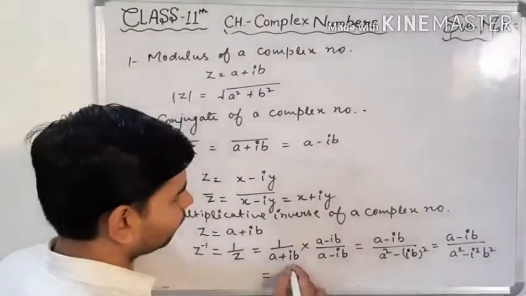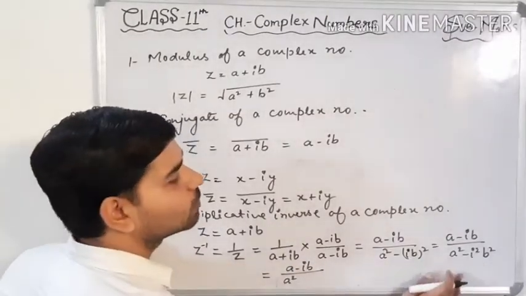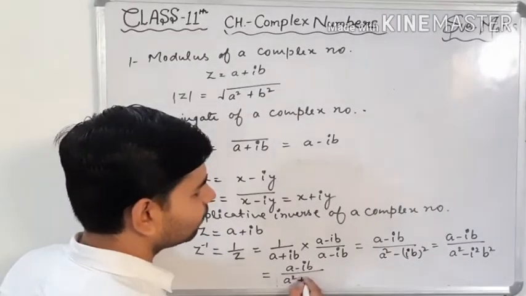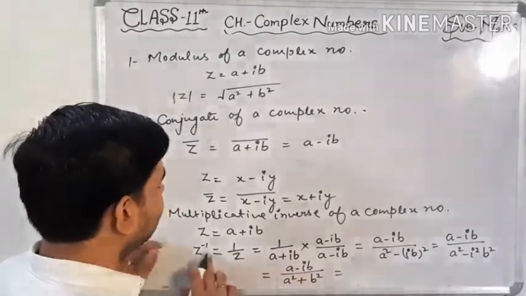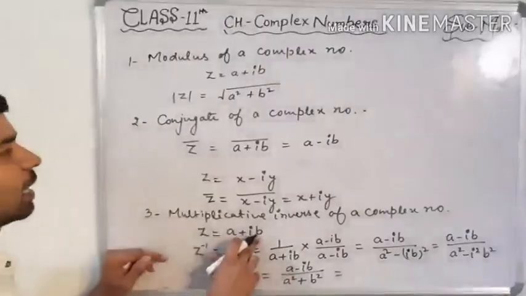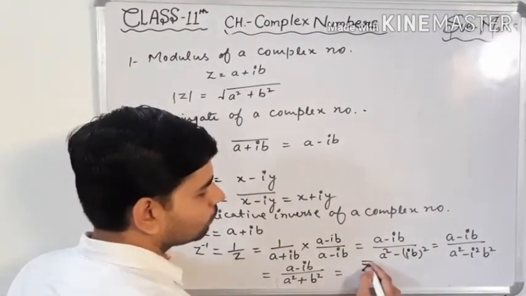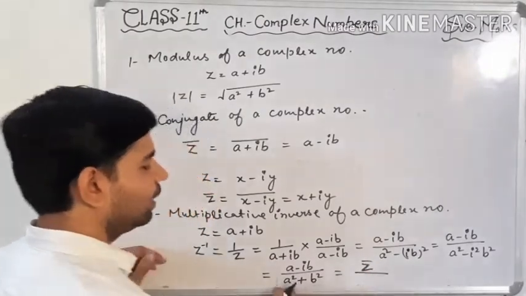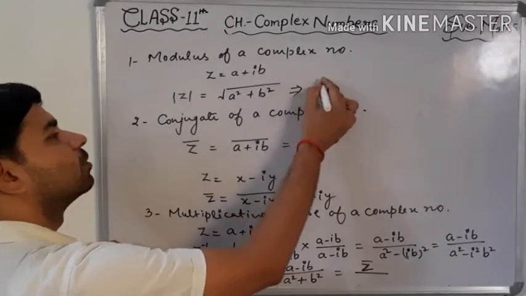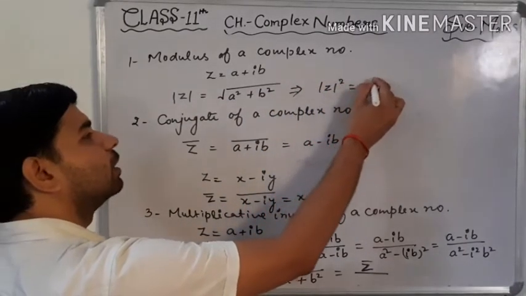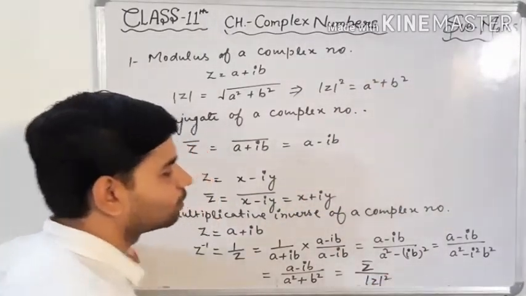This is equals to a minus ib upon a square. I square is minus 1, so this is minus minus plus, a square plus b square. Equal a minus ib, if z is a plus ib, then a minus ib is conjugate of z, and a square plus b square is mod of z whole square. Squaring both sides we get mod of z whole square equal a square plus b square. So this is equals to mod of z whole square.